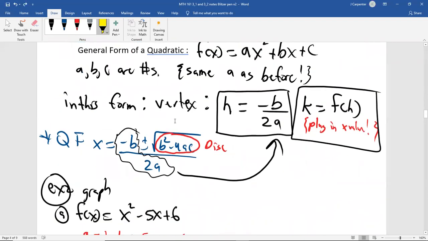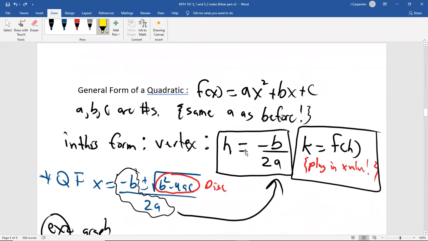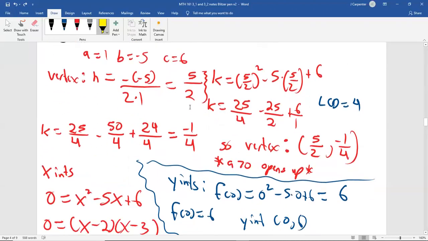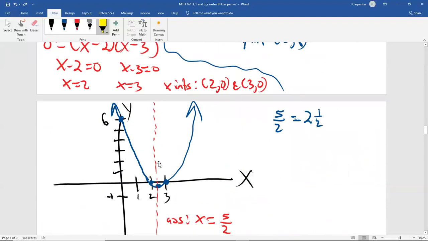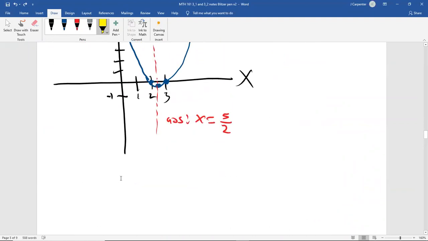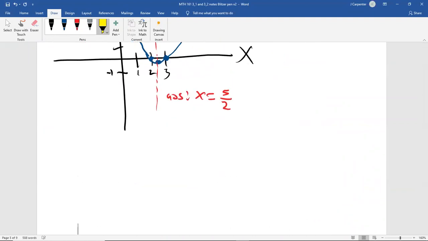All right, so then we got to the general form. We had the formula for h, the x-coordinate. We said to find the y-coordinate, which is k, we just plug in the x-coordinate. And we did one of these, and it was a little more annoying because the vertex was a fraction, but it wasn't the end of the world. So now we are going to do more of those.